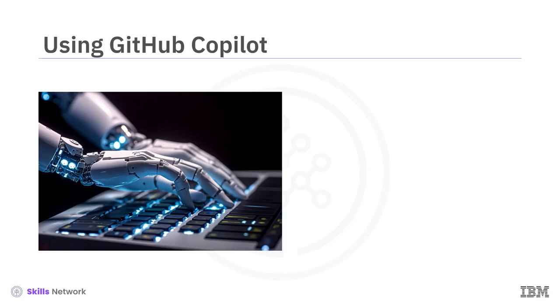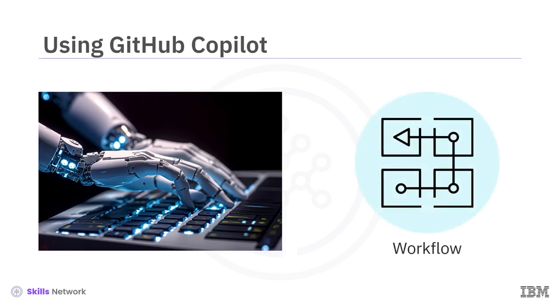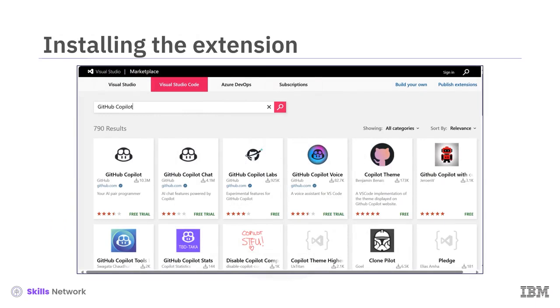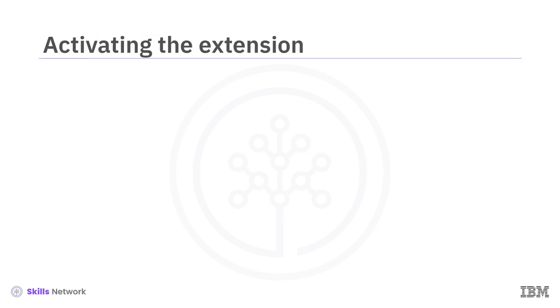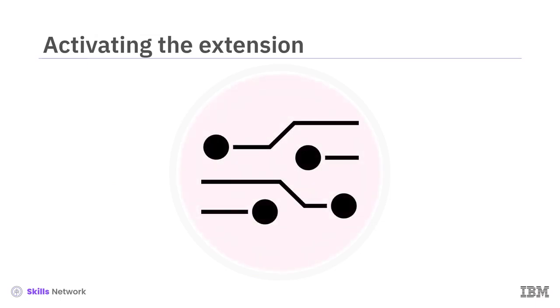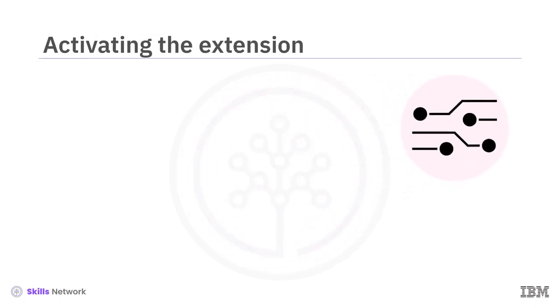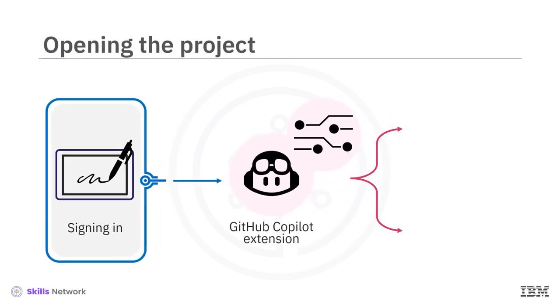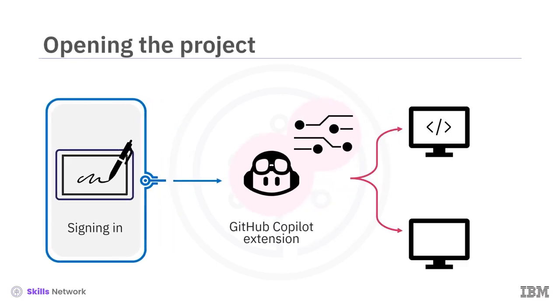Let's look at the typical workflow that you might follow when using GitHub Copilot. The first step is installing the GitHub Copilot extension in your Visual Studio Code environment. You can find it in the Visual Studio Code Marketplace. After you install the extension, you will activate the extension within Visual Studio Code. This step typically involves signing in with your GitHub account and allowing the necessary permissions. You will then open an existing coding project or create a new one.